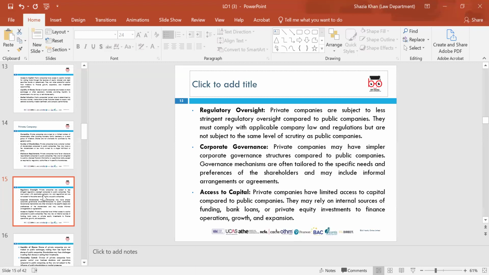Governance mechanisms are often tailored to the specific needs and preferences of the shareholders and may include formal, informal arrangements or agreements between them. Access to capital. So private companies have limited access to capital compared to public companies. They may rely on internal sources of funding, such as bank loans or private equity investments to finance any sort of operations, growth, and expansions they want.